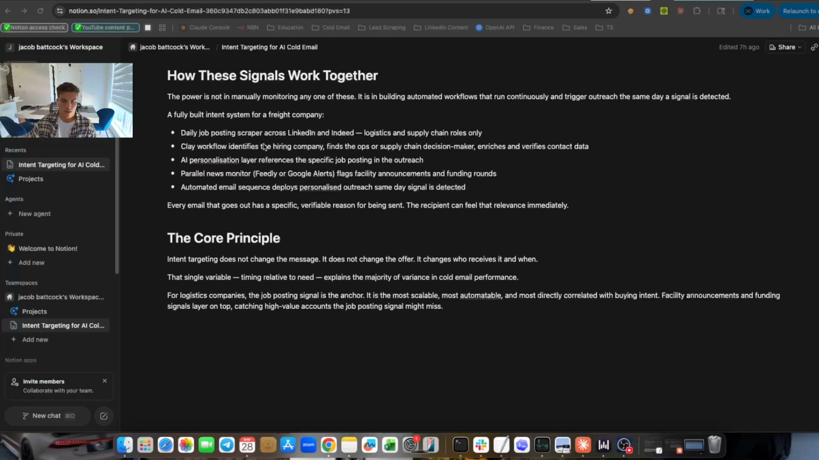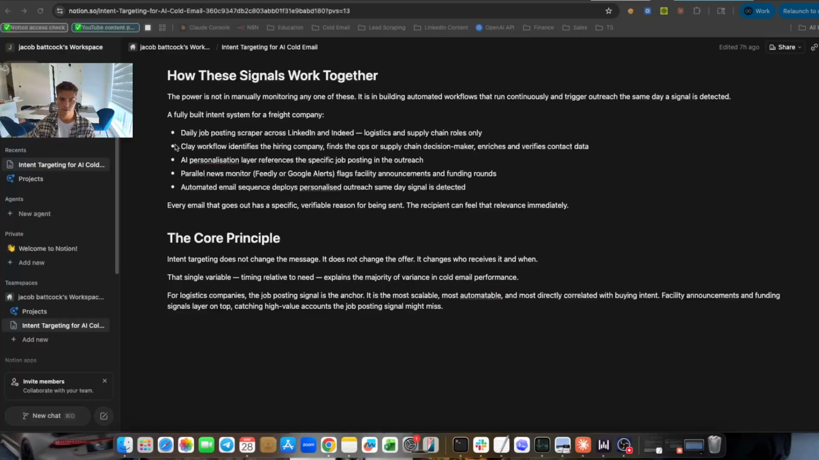So ultimately, how do all these signals work together? The power isn't in just manually tracking any one of these signals. The companies that are really going to win and drive the most pipeline out of monitoring these signals are going to be the ones that are able to employ it in an autonomous fashion in a workflow that runs continuously, monitors all channels of potential signals, and immediately triggers outreach to the primary contact at that company when a signal is detected.